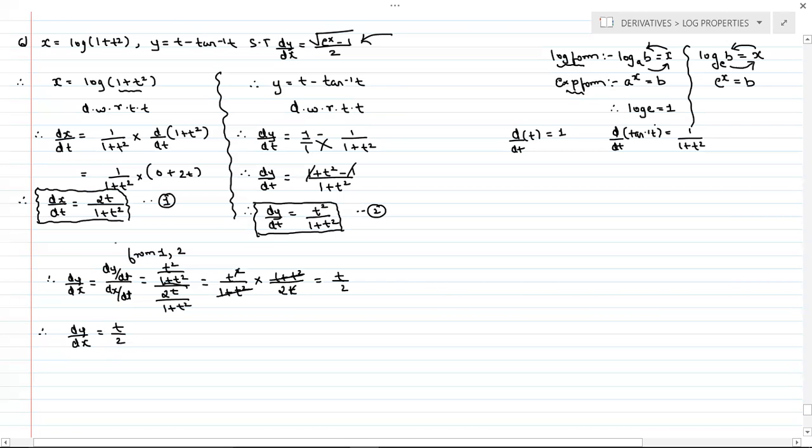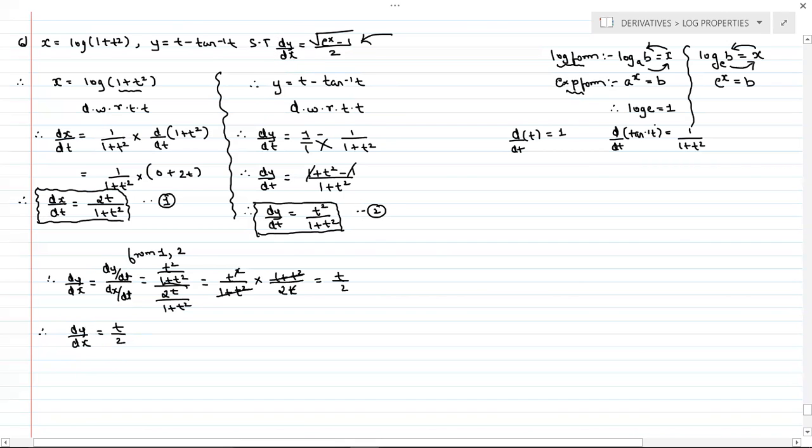Here we got dy by dx. Yes or no? Clearly we can see that we got dy by dx. But on the right hand side, we required square root of e raised to x minus 1 upon 2. So that is missing here.